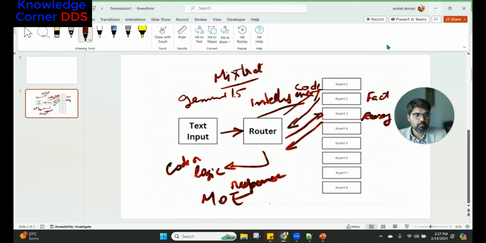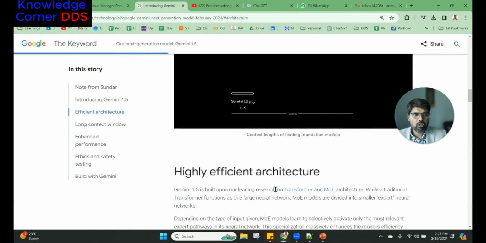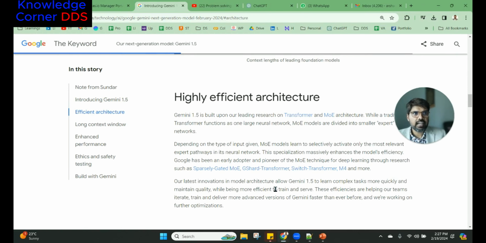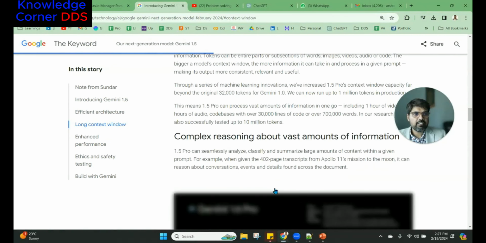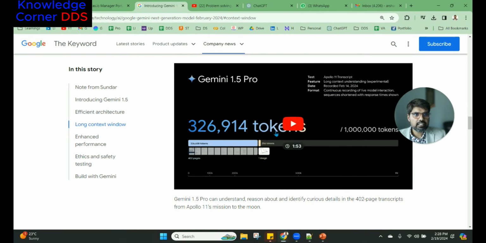This is the mixture of experts model, and it is a highly efficient architecture. They have explained it in detail in a video regarding this context. The Apollo 11 transcript has been taken, which is approximately 32,900 tokens, and it was analyzed for long context understanding, and the model is able to understand it. Have a look at this video. I'm going to put this link in the comments for you.